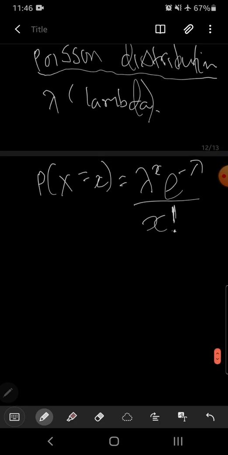Okay, so x is the number of successes in a segment, and lambda, of course, is the average number of outcomes per time, and e is the exponential base. It's there on our calculators. So e is usually denoted e^x on a scientific calculator. So just press this function. The next value that you put is a power, so you don't need to raise the e to another power.